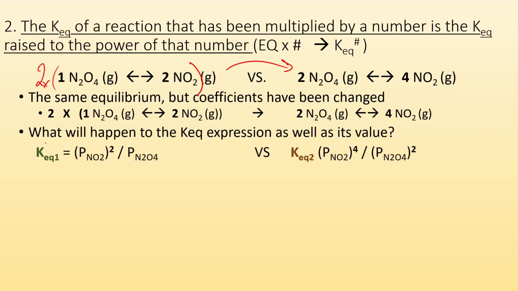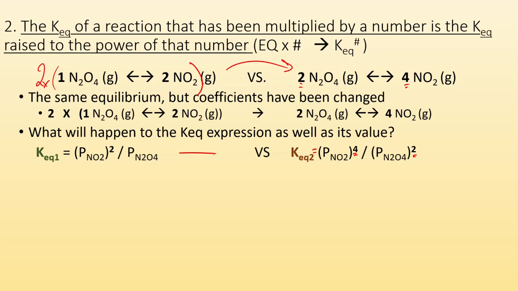For the first, how it was written originally, it's the pressure of NO2 squared divided by the pressure of N2O4. Now, my second KEQ is a little bit different. Hey, the coefficients have changed, so have my exponents, right? It went from 1 to 2, or 1 and 2 to 2 and 4.